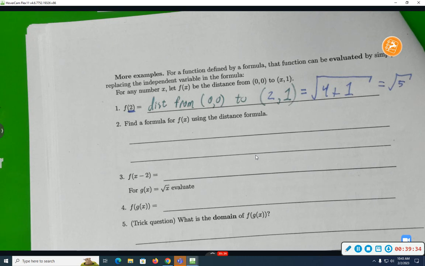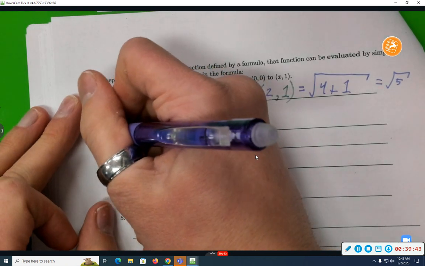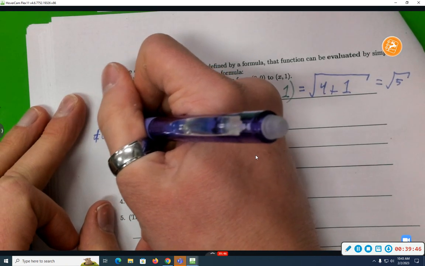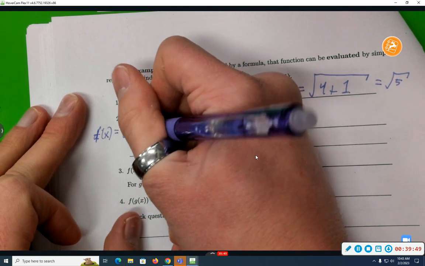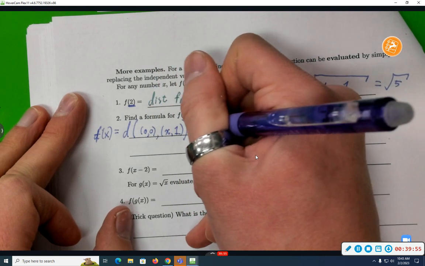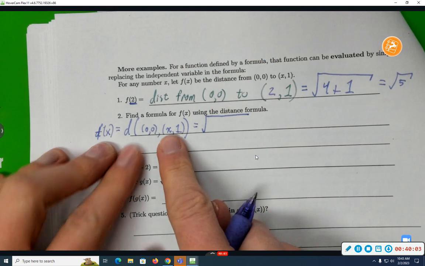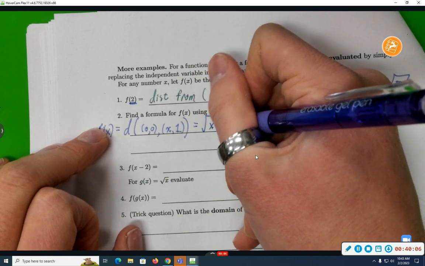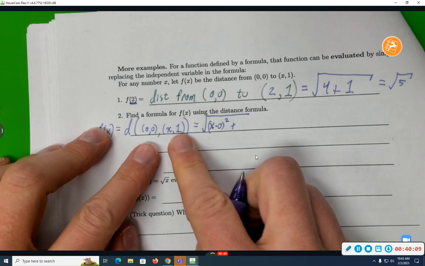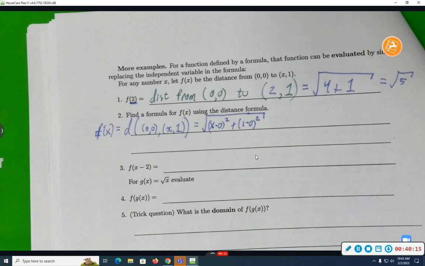Do you think we could do exactly this for absolutely any x value? If we do that, we can get a formula for the function. Something that conceivably we could do something like graph if we wanted to. So let's find a formula for f of x. This general thing, f of x, is the distance, which we called d in the past, from 0, 0 to x comma 1. And let's see what this is. So this is the square root of the difference between the x coordinates plus the difference between the y's, and then that square rooted.